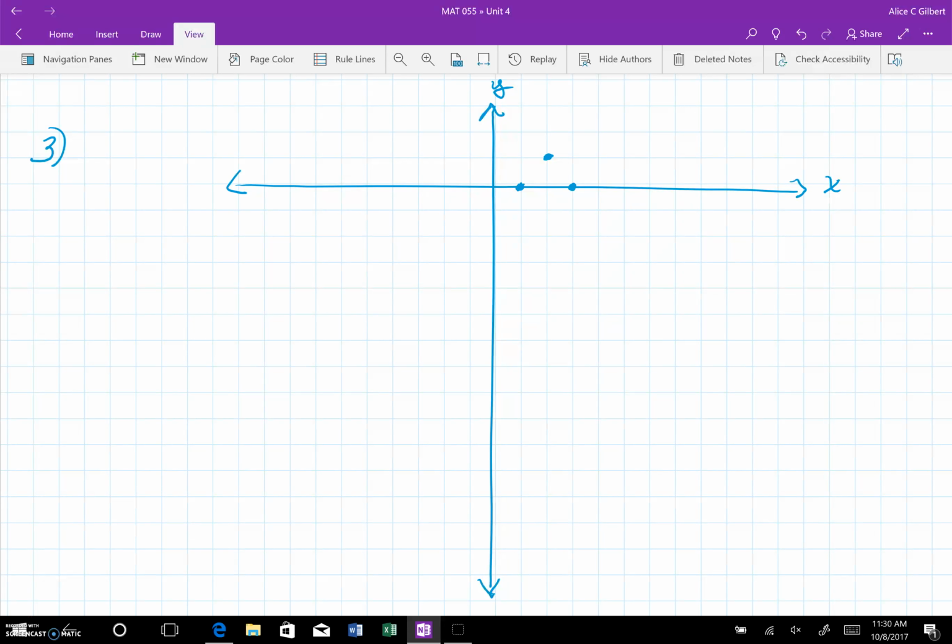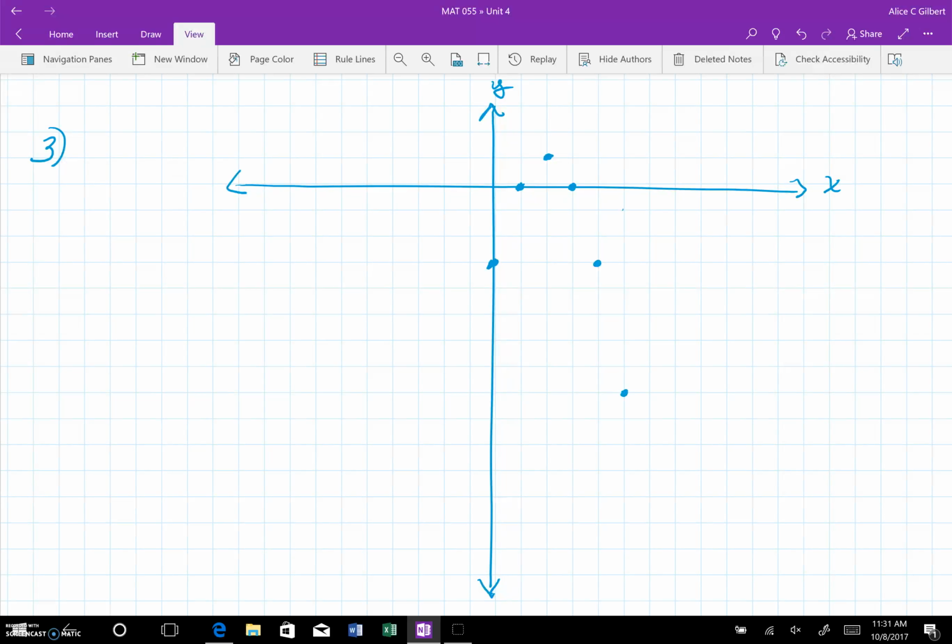Then I go from the vertex to the right 2, and then I go down 4. 1, 2, 3, 4. Normally we would go up 4, but because this is opening downward, we go down 4. Then back at the vertex, I go to the left 2 and down 4. 1, 2, 3, 4. And then from the vertex, I go to the right 3, 1, 2, 3, and then down 9.